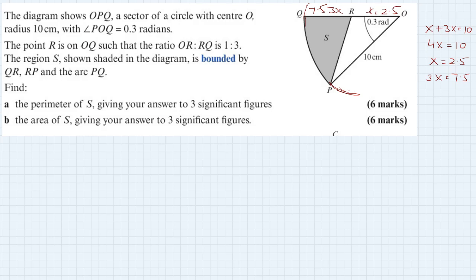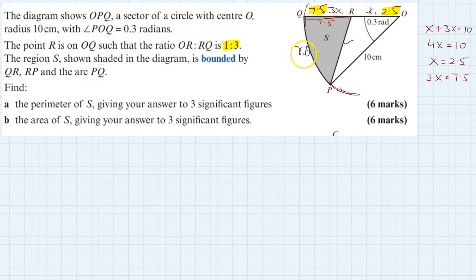So this is the length. This is 7.5 and this is 2.5. That is what we have got from this ratio. The region S, this one, shown shaded in the diagram, is bounded by QR, this is QR, 7.5, RP, this line, and the arc PQ. The arc PQ is r theta. Find the perimeter of S.